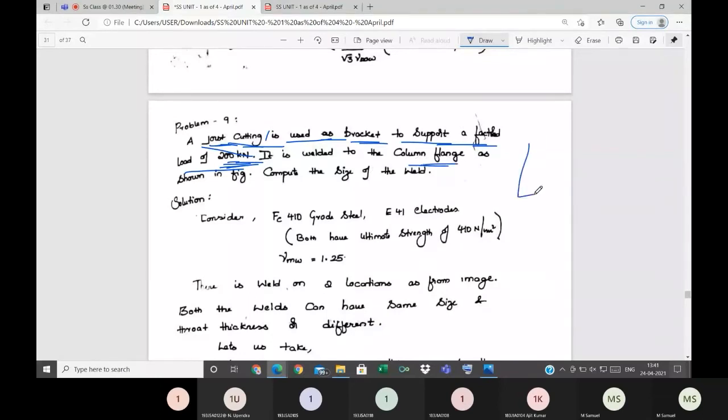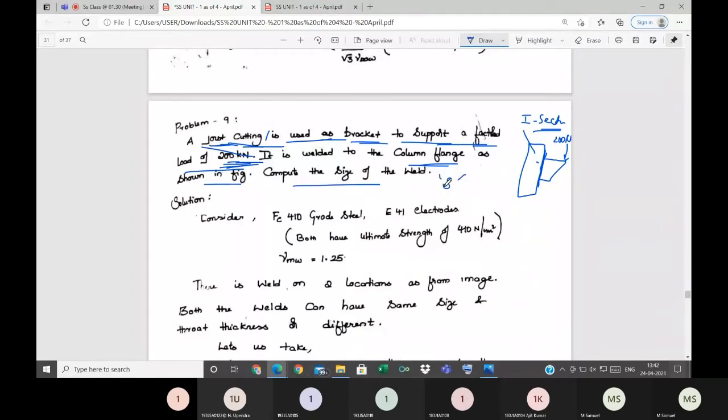So there is a column and it is of I section, and to this I section, this is the flange, and to this flange there is a joist attached to it. Okay, and it is supporting something like 200 kilonewtons. And as shown in this figure, compute the size of the weld.